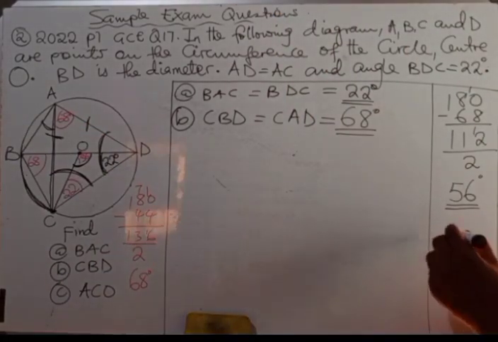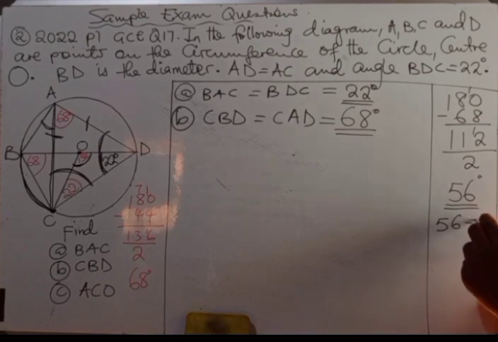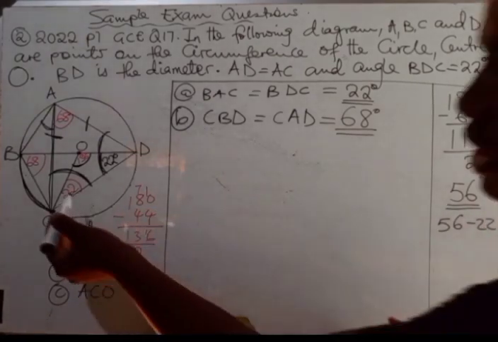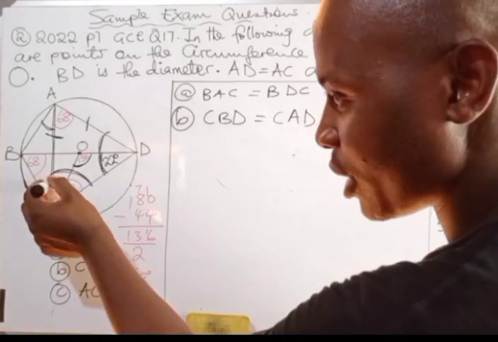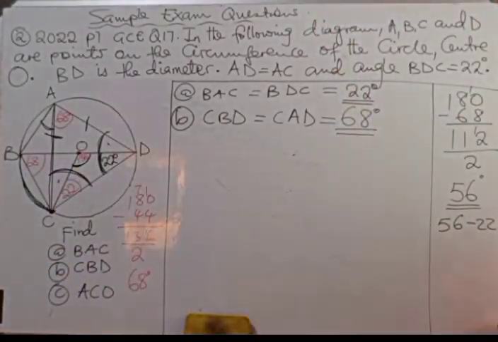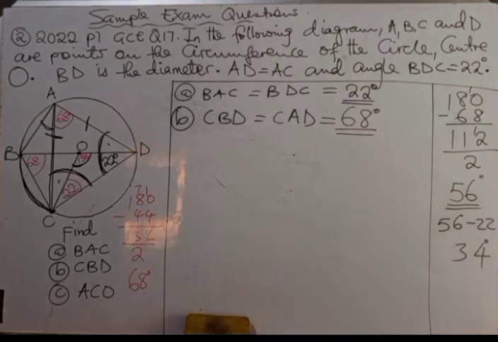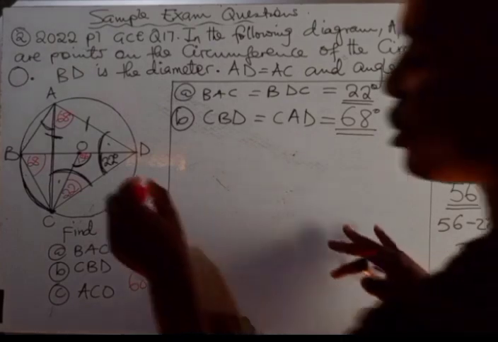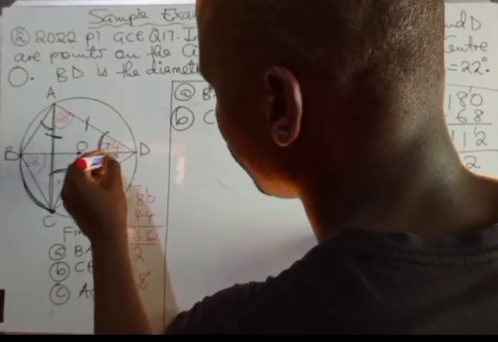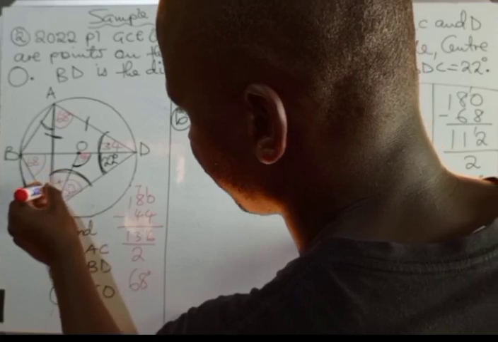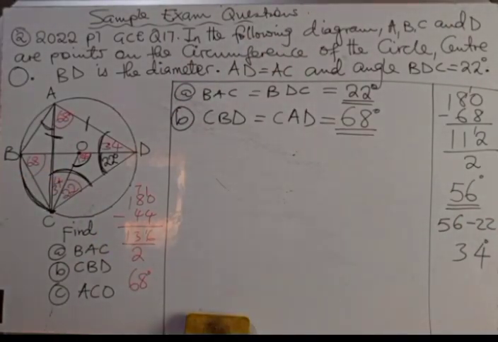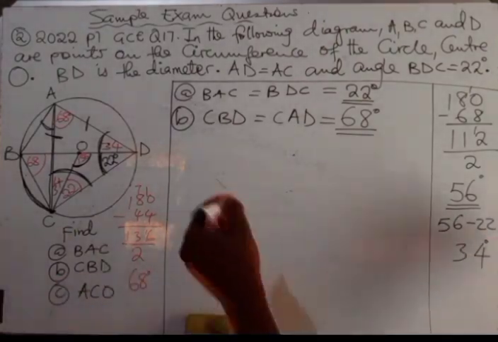Now we say 56 minus 22. Why 22? Because there's already 22 here, so I just want to find that angle there. 56 minus 22 is 34. So this angle here is 34, and that angle there is 34 as well. Now let's go to question C.